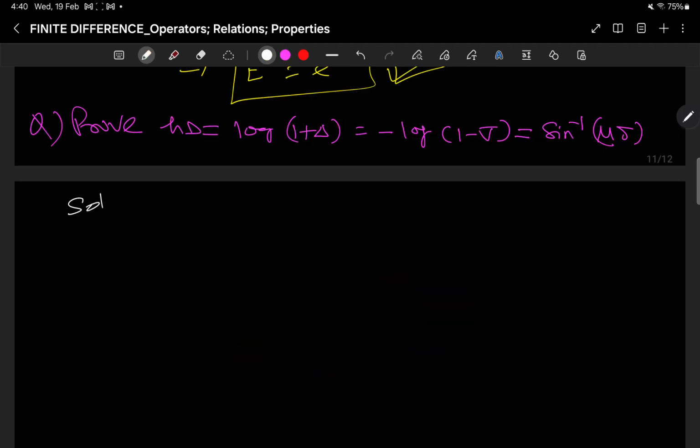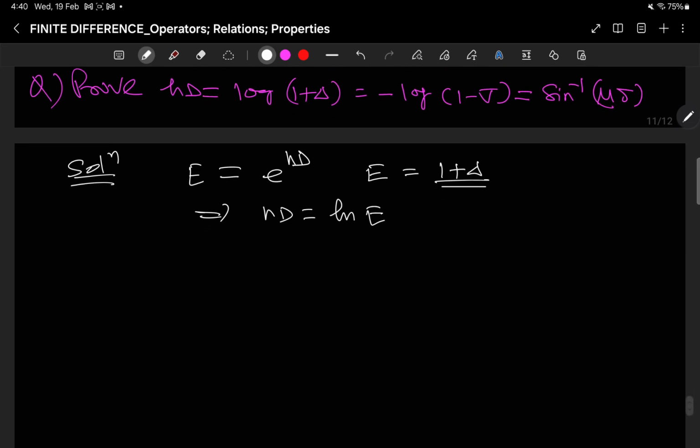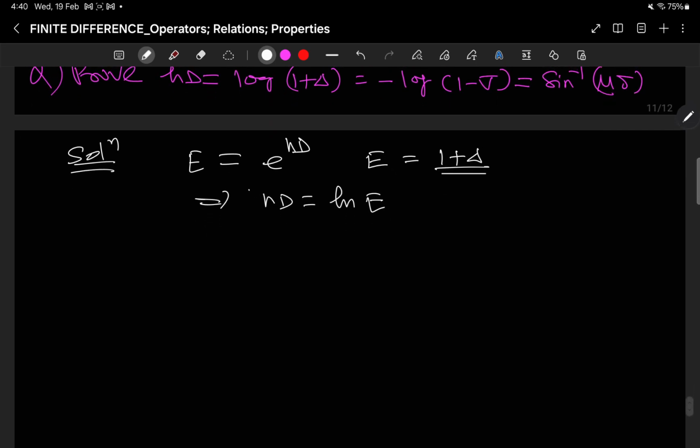Now with this we can have some additional questions. Coming to the solution of this important question, as we saw earlier, E is equal to e to the power hD, which implies hD is equal to ln E. Also you know E is equal to 1 plus delta, we have already seen it. So now coming to the second question, hD is equal to ln E. What is E here? E is 1 plus delta, so it is ln(1 plus delta).